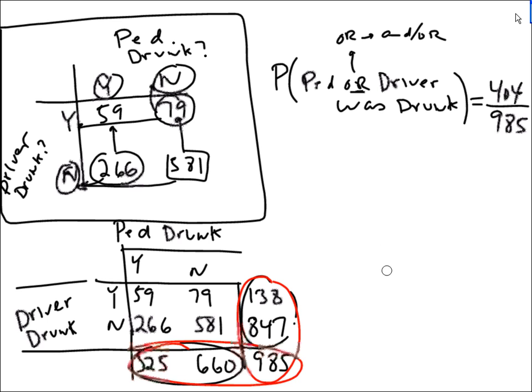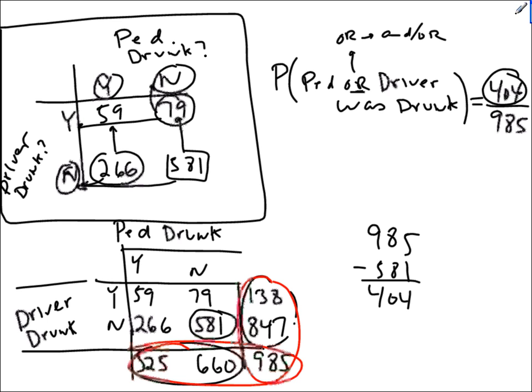Now, another way of doing that same problem is you have 985, and the 581 is the only case that we don't count. So you could have taken away 581 and gotten 404, just like we did a moment ago. Rather than adding up many numbers, you can just take away one number from the total. Or maybe just take away two numbers from the total.